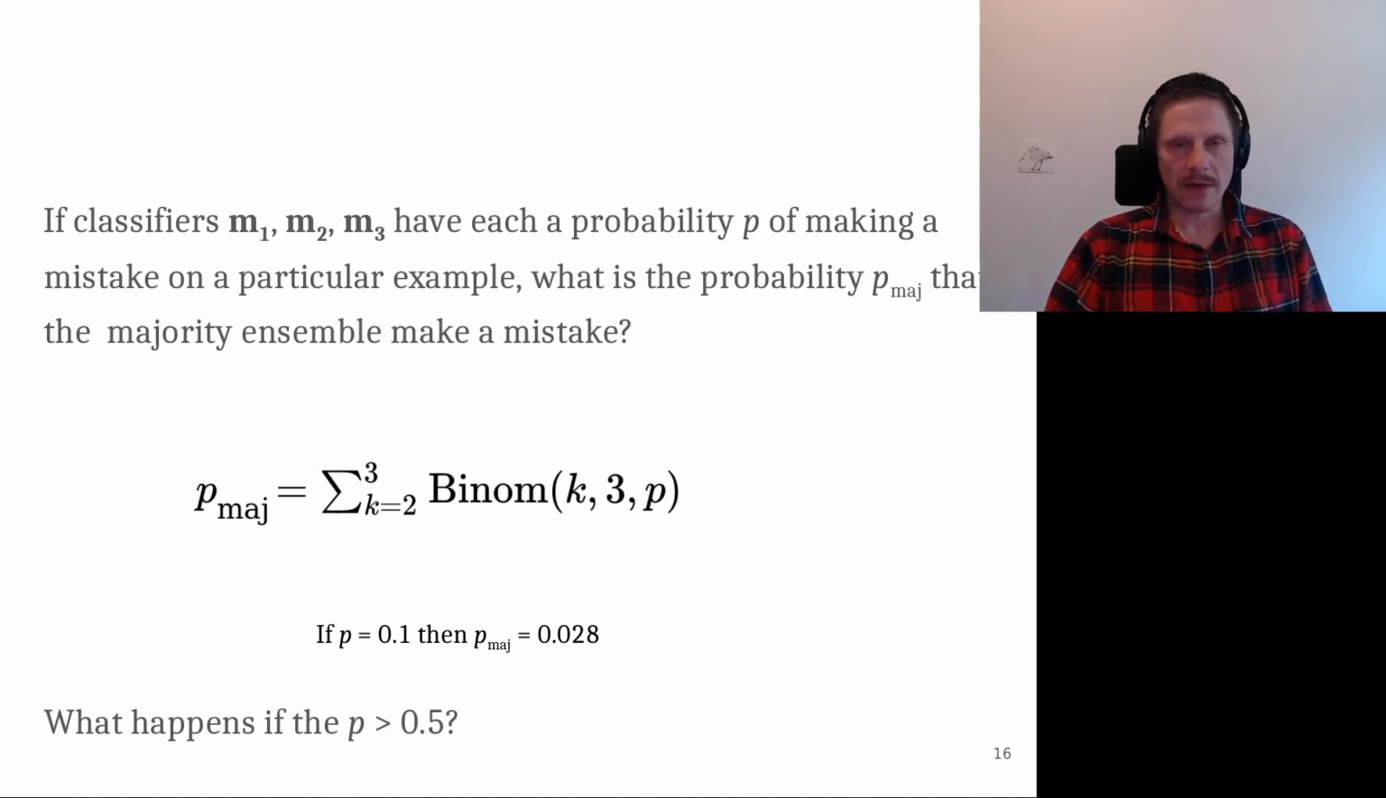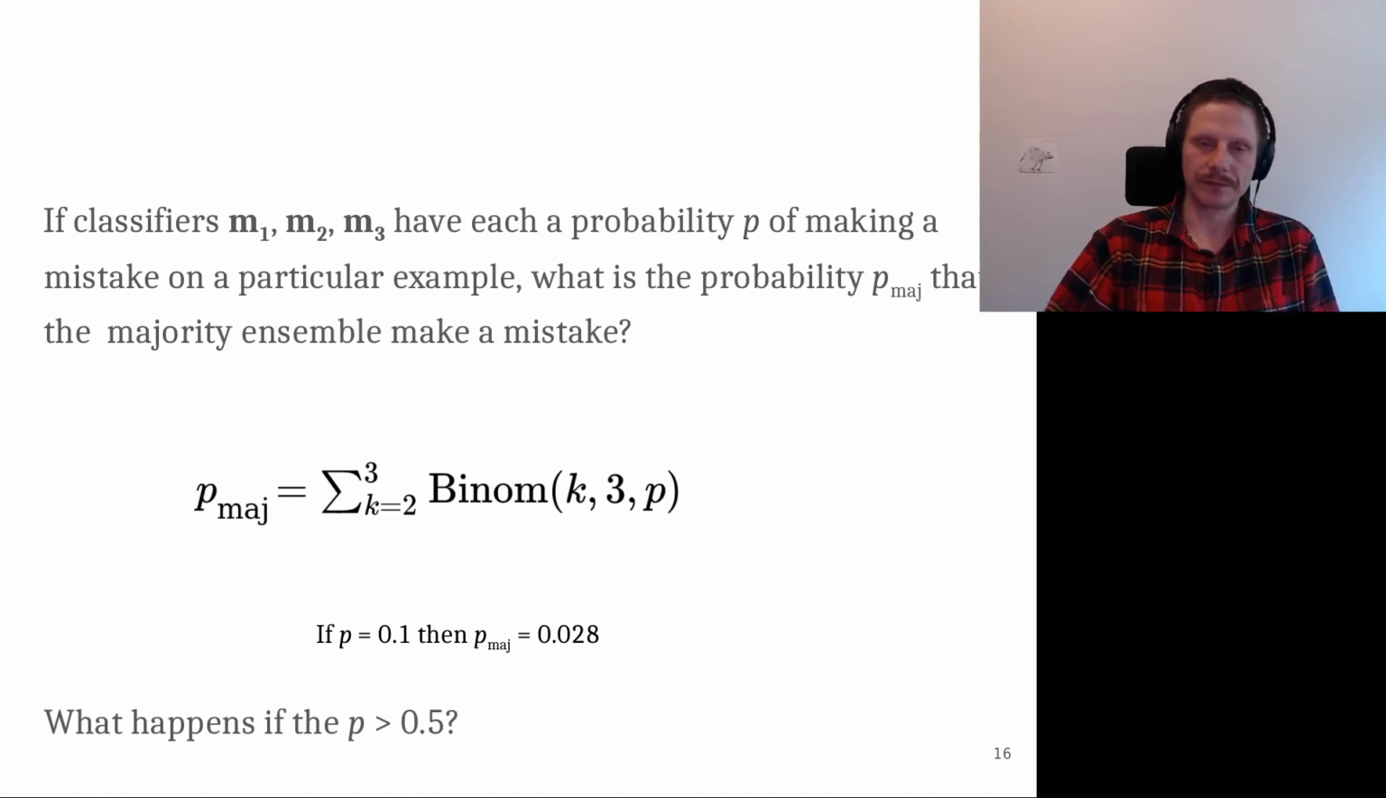I already gave you one caveat, which is that the errors have to be independent. And there is another caveat, and think about what happens if P, the probability that each of these models has of making a mistake, is larger than 50%. Does this still hold?